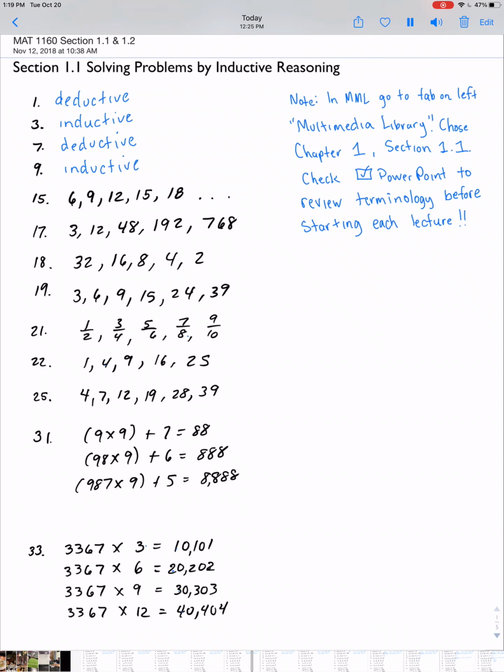And inductive and deductive can seem a little tricky at first, but once you get in My Math Lab and you start working through the examples, I think you'll feel a lot better about that. Sometimes just reading them verbally and hearing them, it might seem a little confusing to you, but I think you'll be okay once you get to some of your own homework examples.